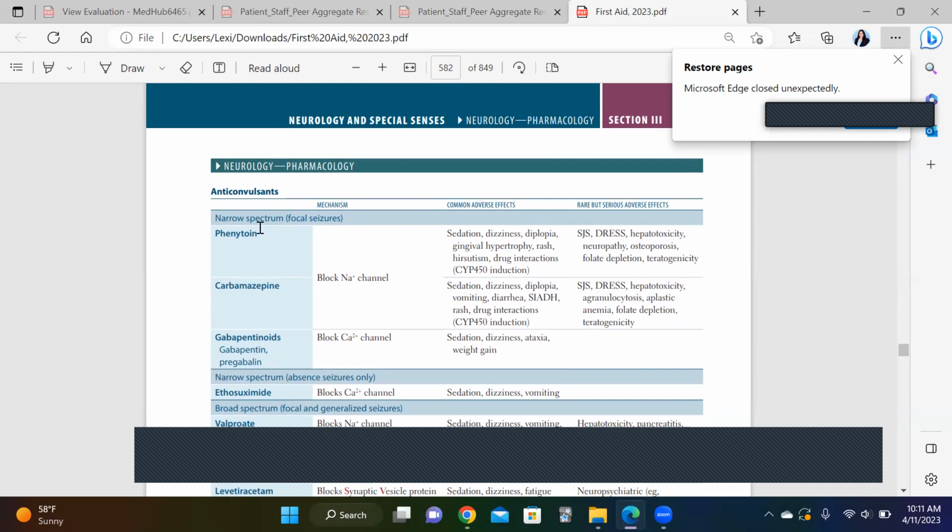Okay, so the big thing with this is the side effects. So, phenytoin. What are the common side effects for that? Amina, you want to read these?